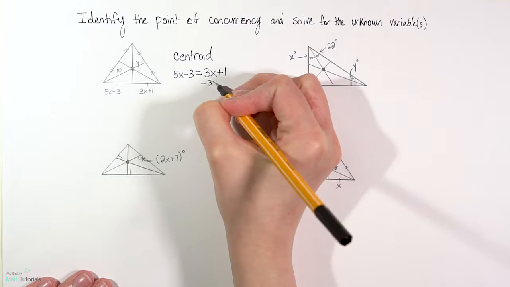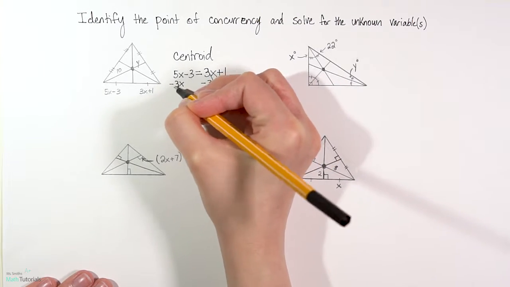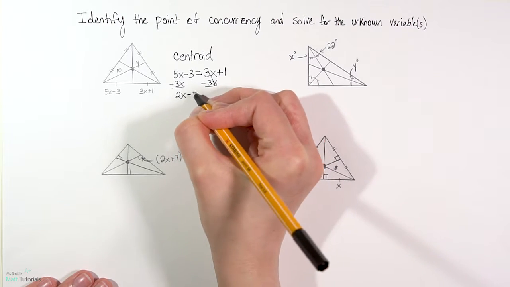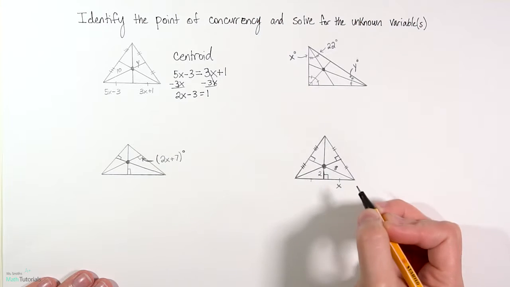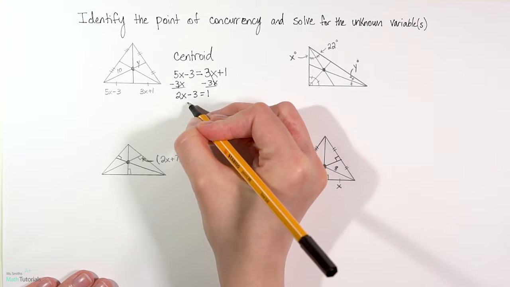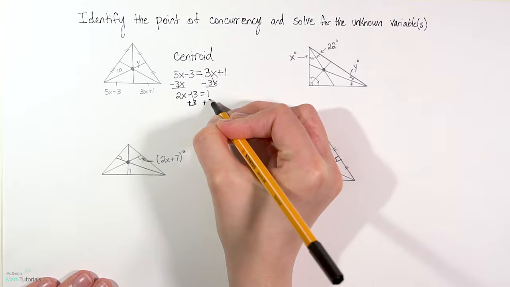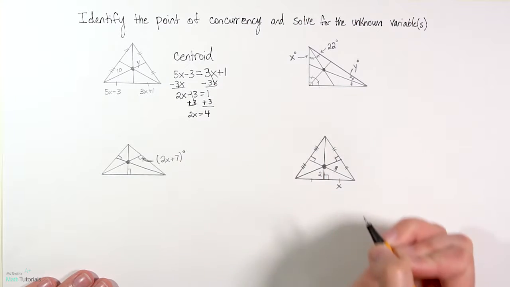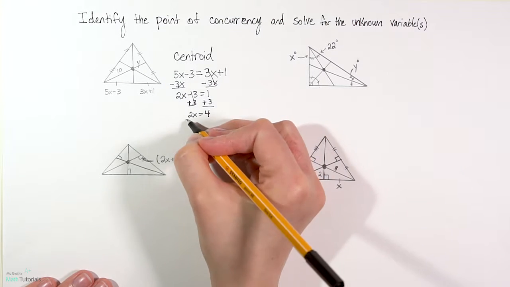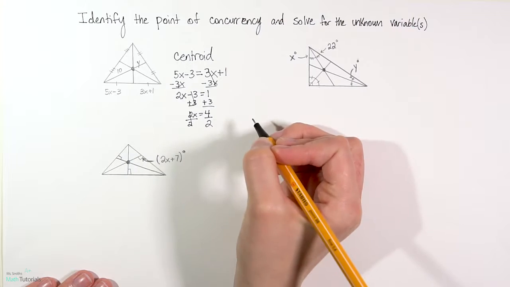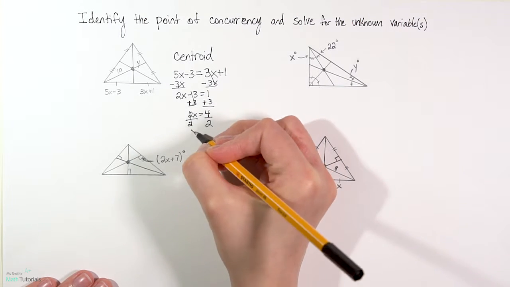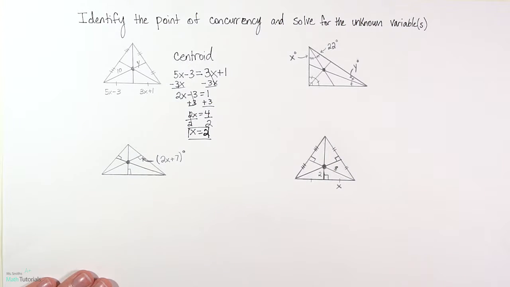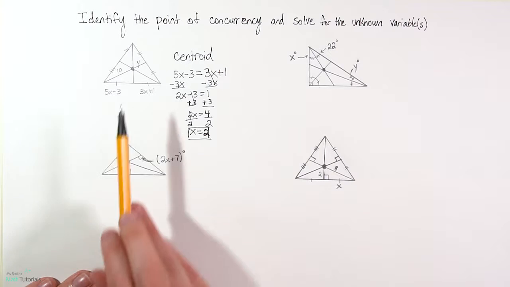So when I subtract 3x, we just use our basic solving skills here. 5x minus 3x is 2x. And then I still have my minus 3 equals a positive 1. Now I want to get my x alone, so I need to add 3 to both sides. And I get 2x equals 1 plus 3, which is 4. My final step to get x alone is to divide both sides by 2, and I get x equals 2. Okay, so there's one of my variables, right? x equals 2.